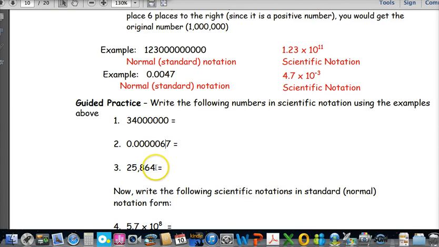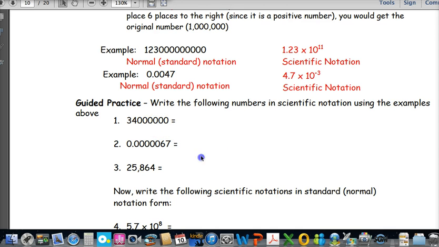Last one. The decimal's here. I'm going to move it 1, 2, 3, 4 places. And it's a large number, so it's going to be a positive 4 exponent. And I moved it 4 places. So my answer here would be 2.5864 times 10 to the 4th. Now, why did I include all the numbers? Well, notice that the ones I left out here were zeros. And that's what we're going to look at in scientific notation.